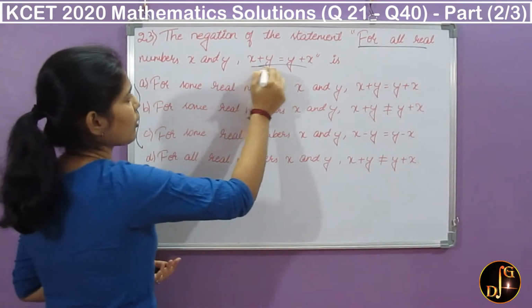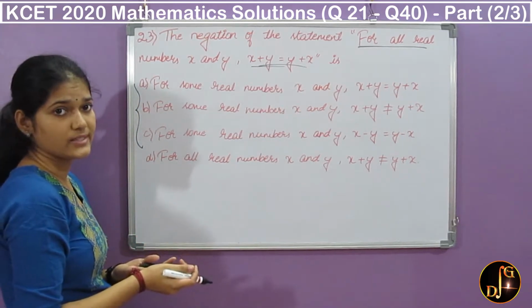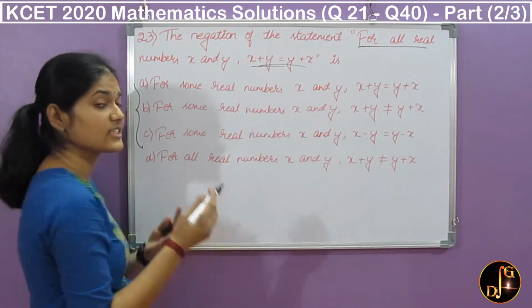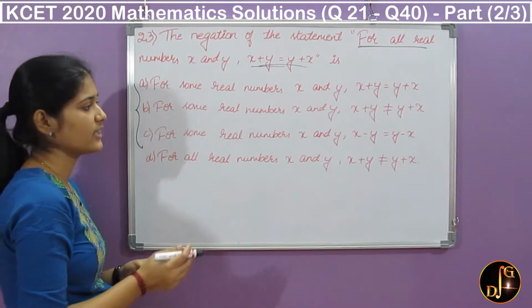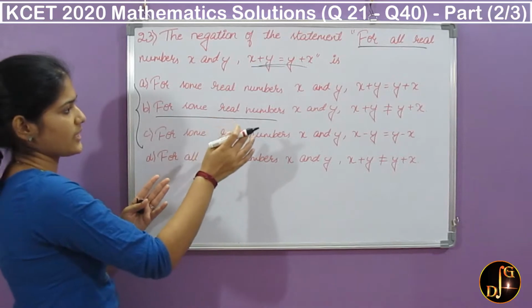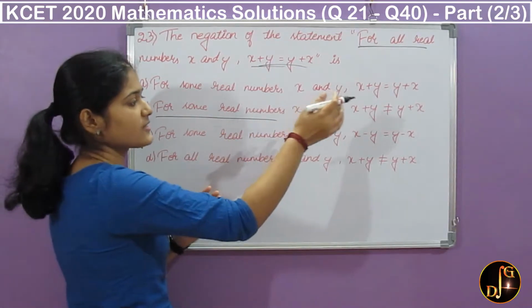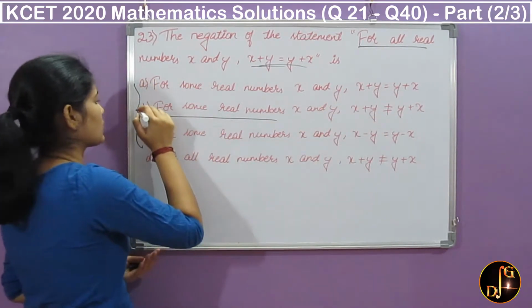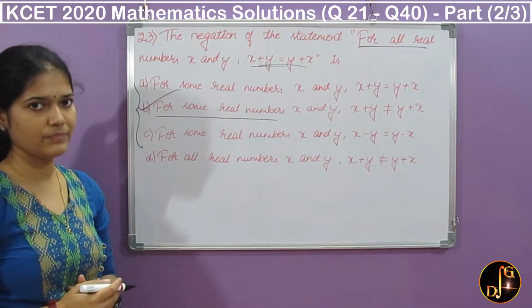What is the negation of x plus y is equal to y plus x? That is, x plus y is not equal to y plus x, right? This is the option, that is for some real numbers x and y, x plus y is not equal to y plus x. So the correct option is option B, right?